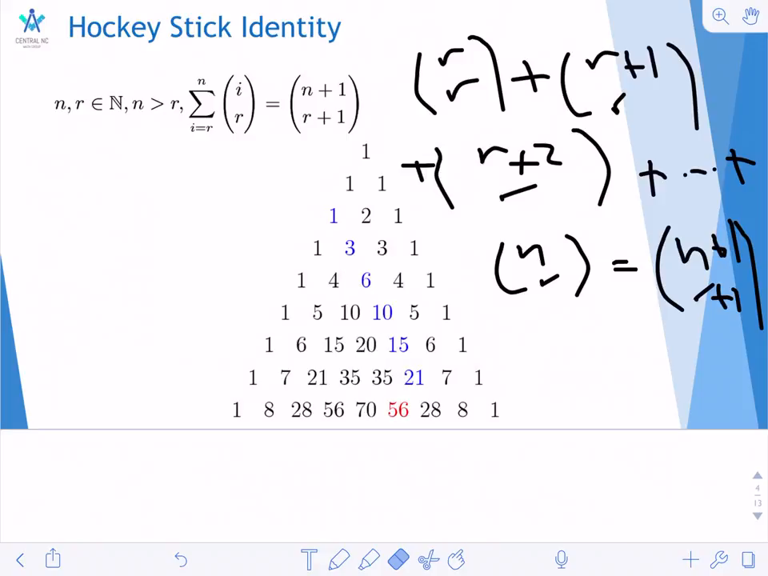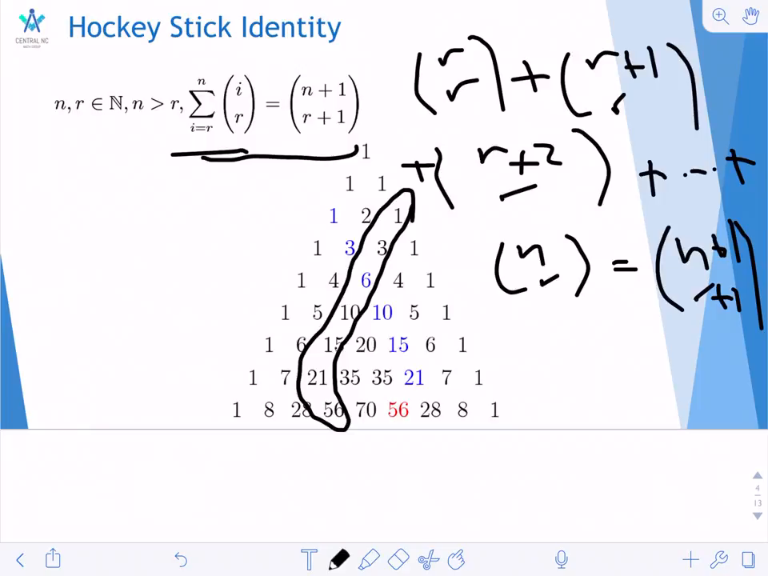So quick clarification. The summation you see here doesn't quite correspond to the blue numbers you see in Pascal's triangle here. They actually correspond to the reflection of those numbers. So it's this hockey stick that corresponds to this identity, not the blue and red one here.